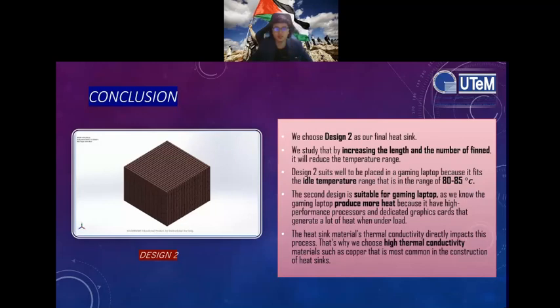The second design is suitable for a gaming laptop, as we know gaming laptops produce more heat because they have high performance processors and dedicated graphics cards that generate a lot of heat under load. And lastly, the heatsink material's thermal conductivity directly impacts this process. That's why we choose high thermal conductivity materials such as copper, which is most common in the construction of heatsinks. I will pass to the next presenter.